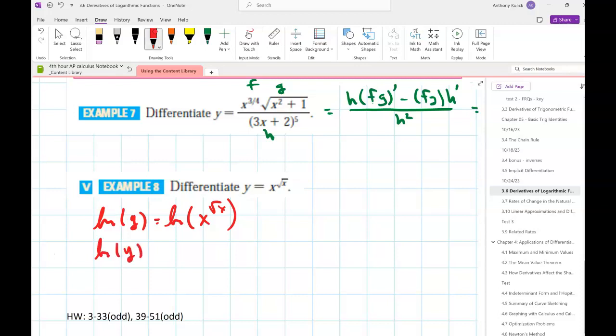Because when we apply our power property for logarithms, it becomes that. Now if I do the derivative of both sides, the derivative of the natural log of y is 1 over y dy dx. To do the derivative of square root x times the natural log of x requires a product property.